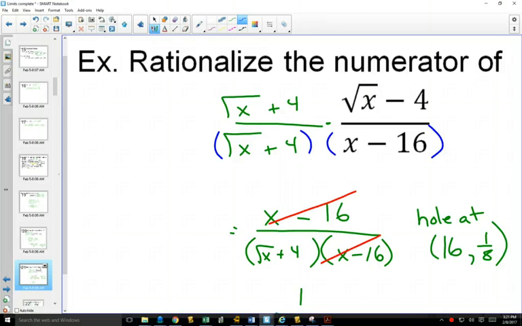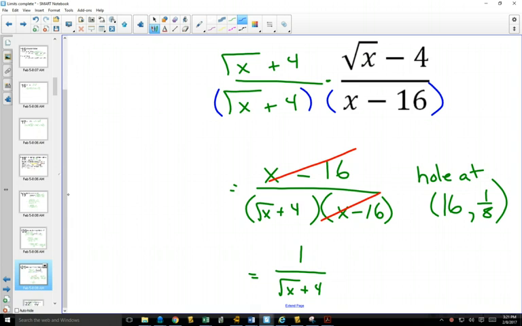Now a little bit of reminder about graphing stuff. Remember when you graph rational equations, that when something cancels out, that causes a hole to be in your graph. So in this equation, we would have a hole in our graph, because once we simplify that x minus 16 out, our equation becomes 1 over the square root of x plus 4. And there's going to be a hole when x is 16.